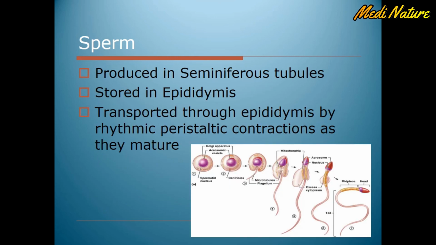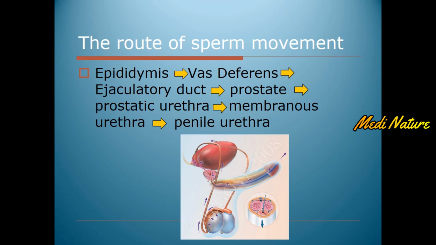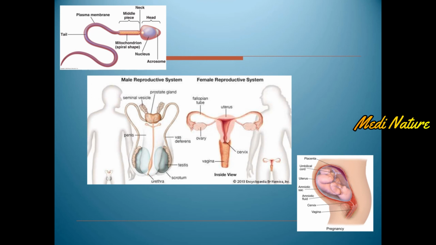Sperms are produced in the seminiferous tubules of the testes, then stored in the epididymis and become matured, then transported through the epididymis by rhythmic peristaltic contractions as they mature. This is the route of sperm movement from the testes to the outer environment. It goes from the epididymis to the vas deferens and then the ejaculatory duct, prostate, prostatic urethra, membranous urethra, and finally the penile urethra. So this is the end of the male reproductive system.